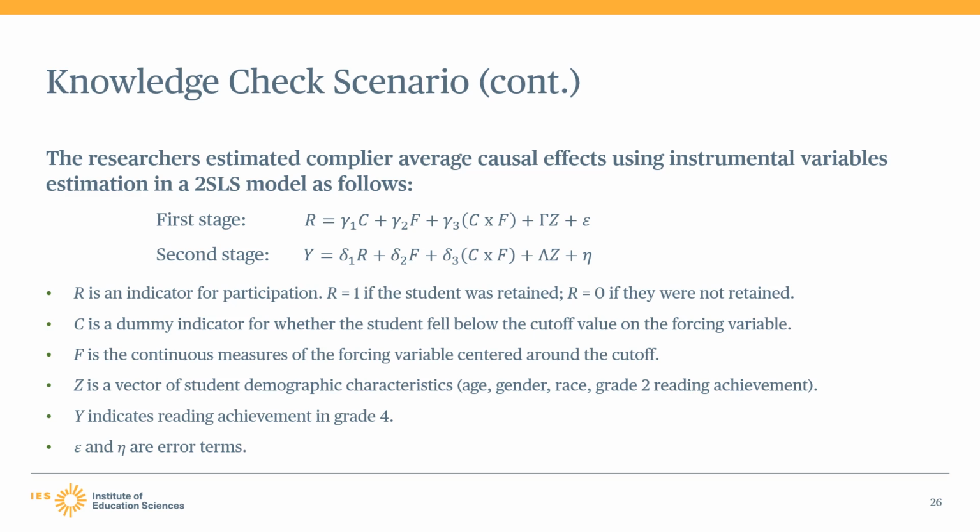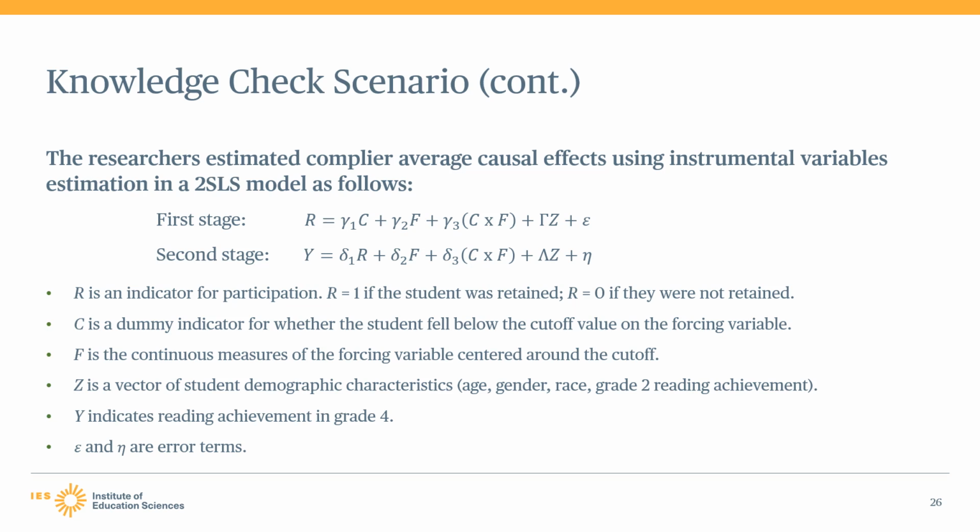F is the continuous measure of the forcing variable centered at the cutoff, so 50 becomes 0, 51 is 1, 49 is -1, etc. C times F allows the relationship between the forcing variable, reading score, and R, the probability of retention, to differ on each side of the cutoff. Z is a vector of student demographic characteristics such as age, gender, race, and prior year reading achievement. E is the error term.